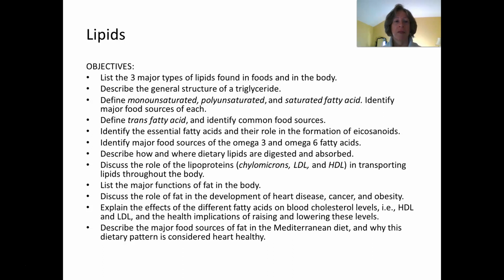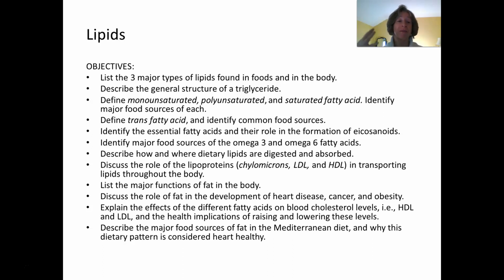So the second of the three macronutrients: lipids. There are three major types of lipids found in food and in the body. Remember, it's triglycerides, phospholipids, and sterols. So be able to describe the general structure of a triglyceride. You should have that in your head. It's one glycerol, a 3-carbon glycerol backbone, plus 3 really long fatty acid chains.